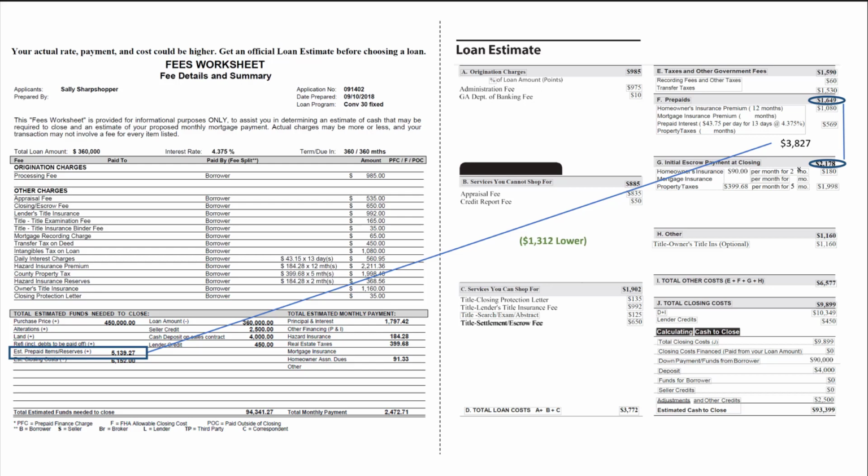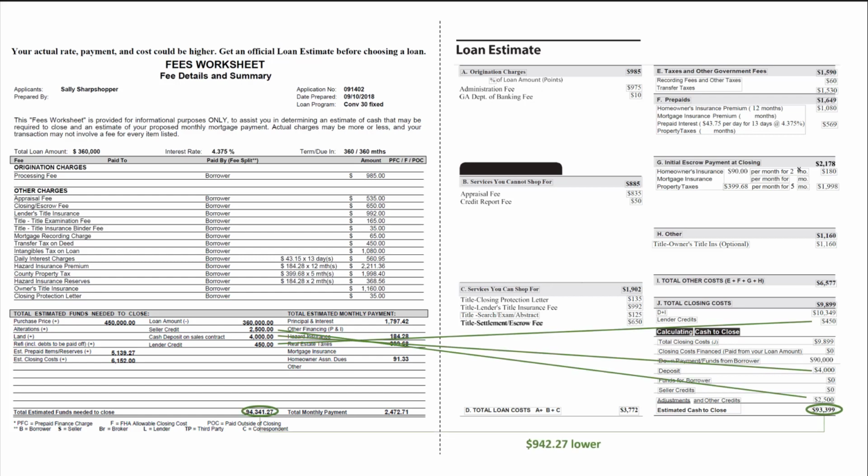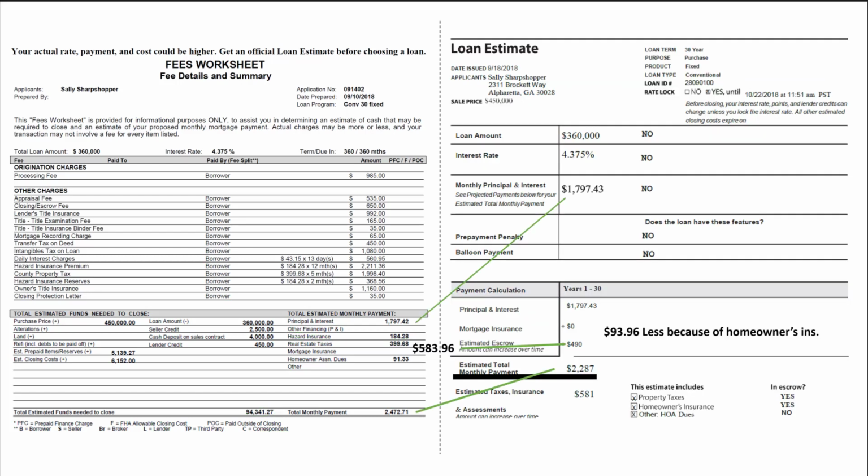A quick look at the items under sections F and G shows us that the borrower was able to find a homeowner's insurance policy at a very low premium, which translated into lower cash at closing and a lower monthly housing payment. A quick check on the credits shows that all credits were transferred correctly from the original quote to the loan estimate. The cash to close is lower by $942, principally because of the lower homeowner's insurance quote. Comparing the monthly housing payment, we see how the homeowner's insurance created a much lower payment than originally quoted.